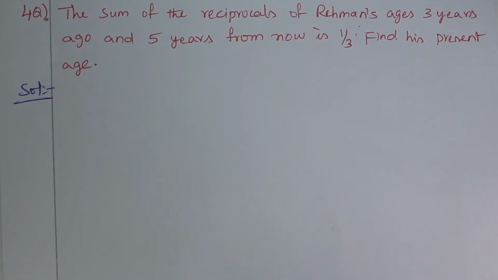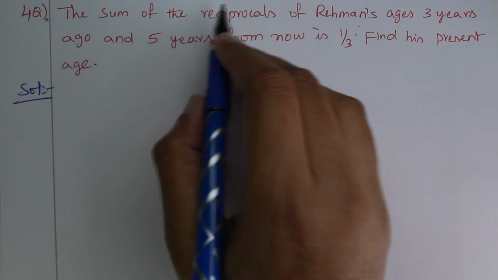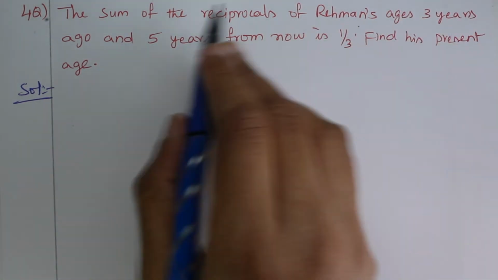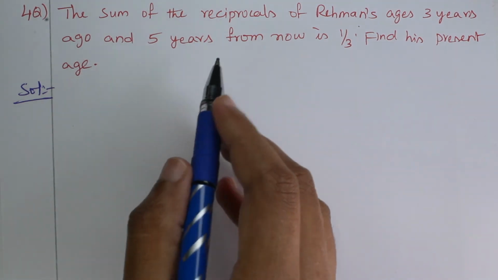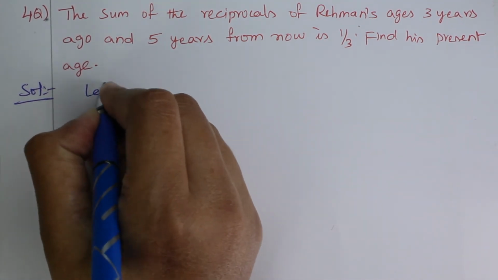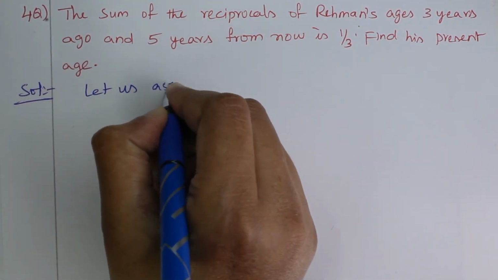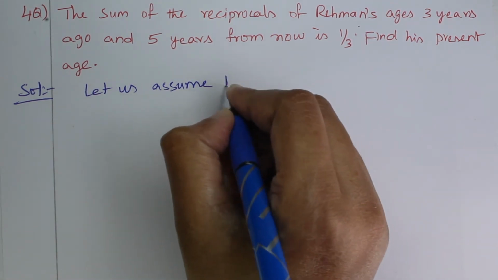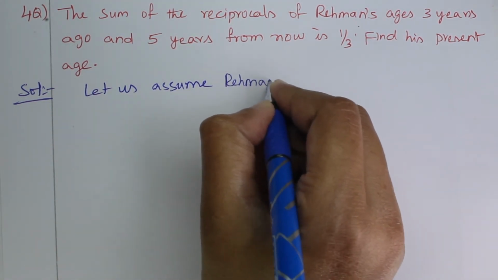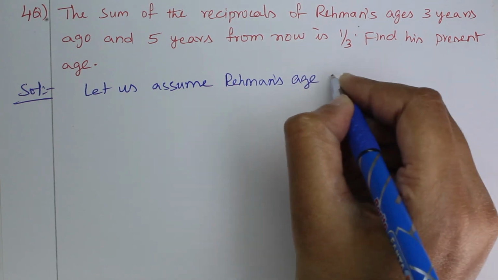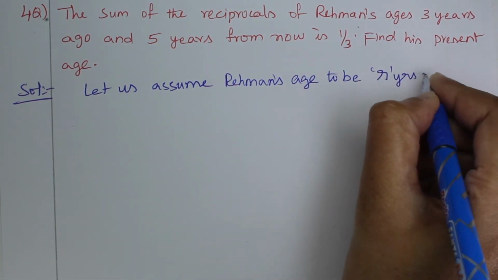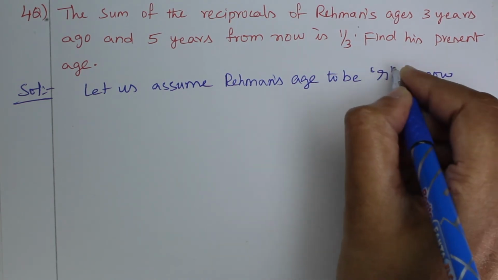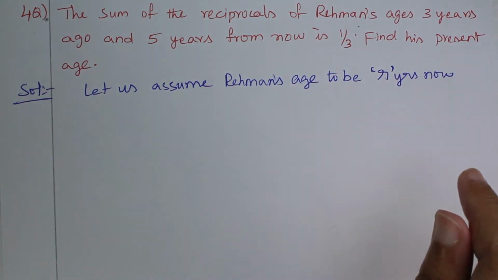Now let's move to the fourth question. The sum of the reciprocals of Rayman's age 3 years ago and 5 years from now is 1 by 3. Find his present age. So let us assume Rayman's age to be R years now.